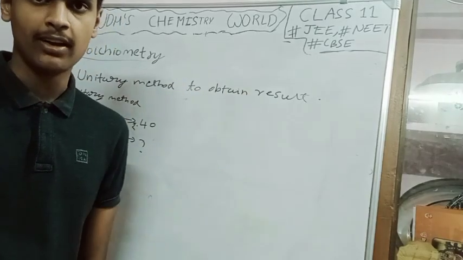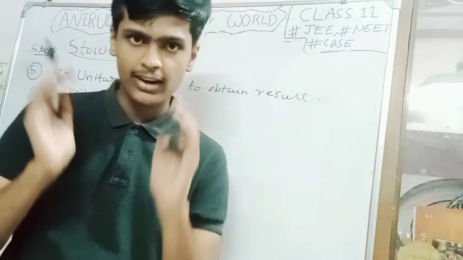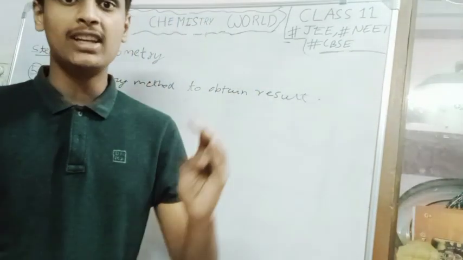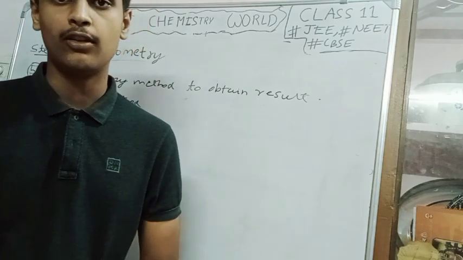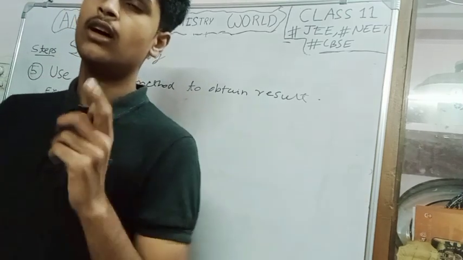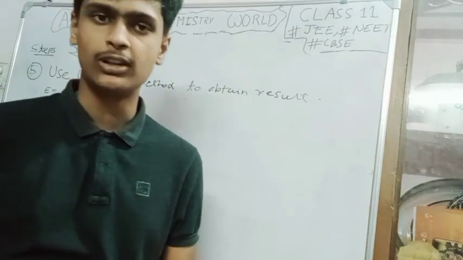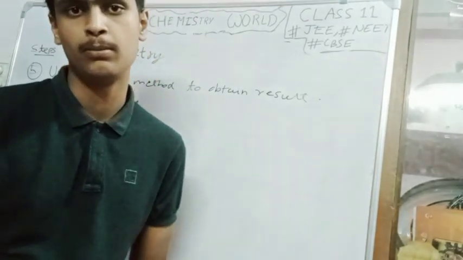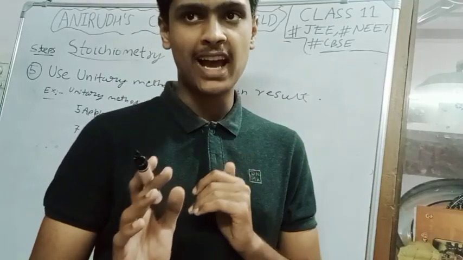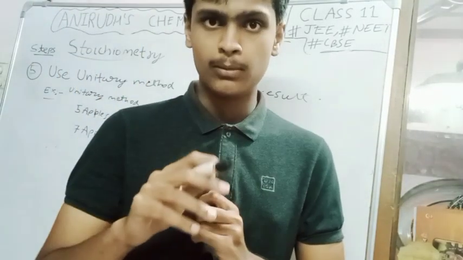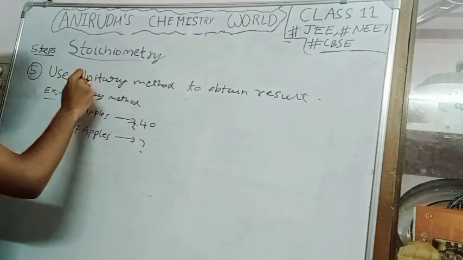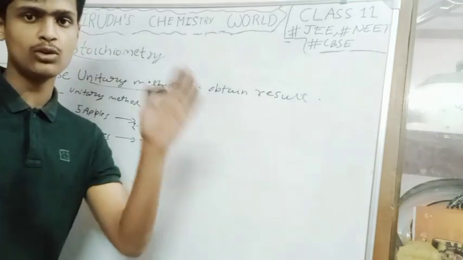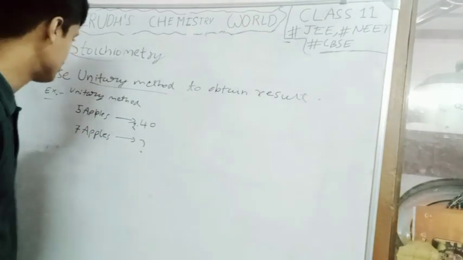That's what the result means. In this stoichiometry, I already told you that you will be given the amount of some other parameter for the other element, and you need to find it for the other element or other molecule by using that information. Means you need to perform calculation for one thing by knowing the other thing. That's it. I'll tell you the example, don't worry. We use the unitary method to obtain the result. What's the unitary method? You just see.